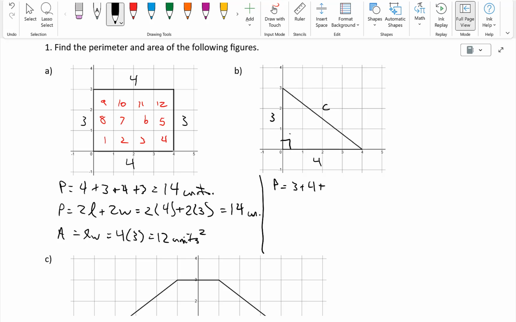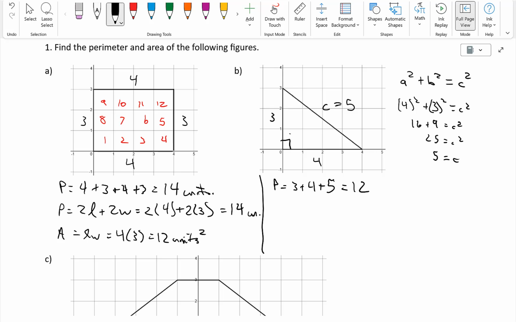If we call this one C, because hopefully that's familiar, we've got our legs squared plus our other leg squared, giving us our hypotenuse squared, our Pythagorean theorem. We can put in 4 squared plus 3 squared gives us C squared. 16 plus 9 will be C squared, or 25 is C squared, which means that our C is 5. So we can add that 5 there, and we found our third side. 5, 4, 3. For the perimeter of our triangle, we can put 12 units again.